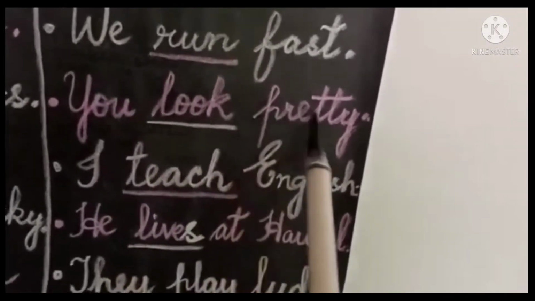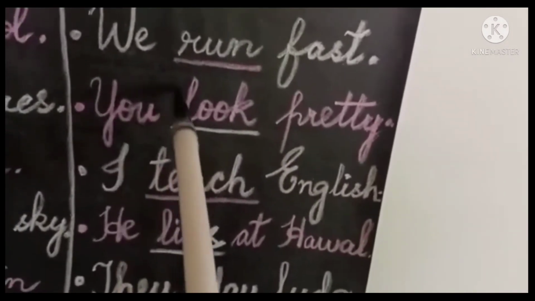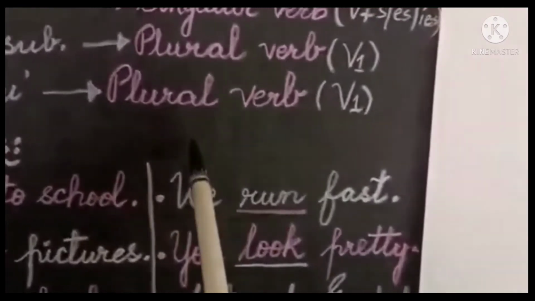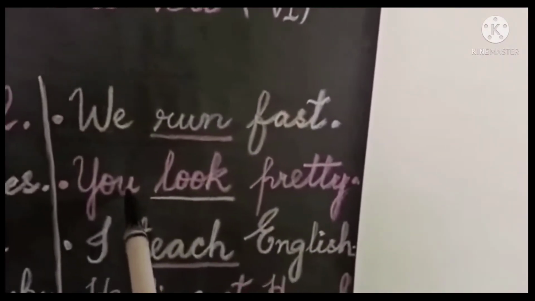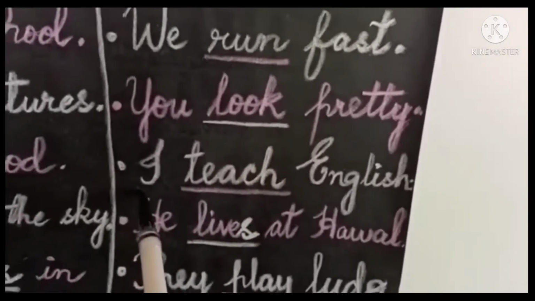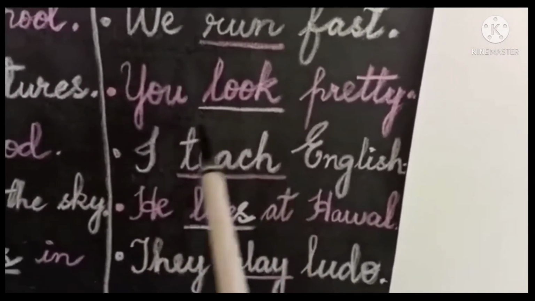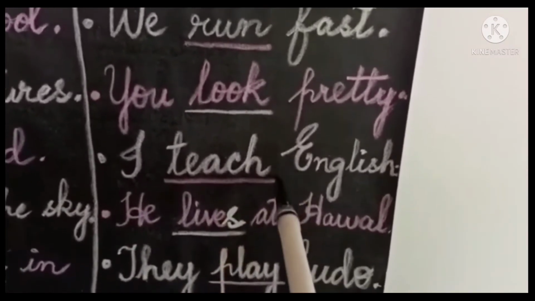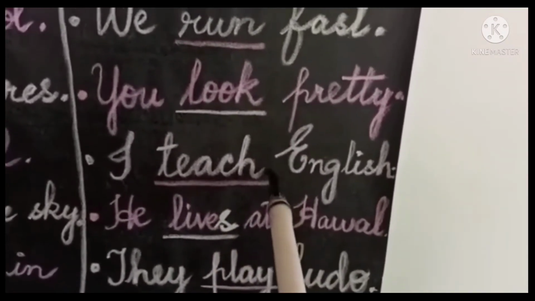Next, you look pretty. Again it is you. Subject is you. I told you that if the subject is I or you, take a plural verb. You look pretty. Look is again a plural verb. I teach English. Here I is the subject, so you will use a plural verb, teach. No s, no es or no ies.